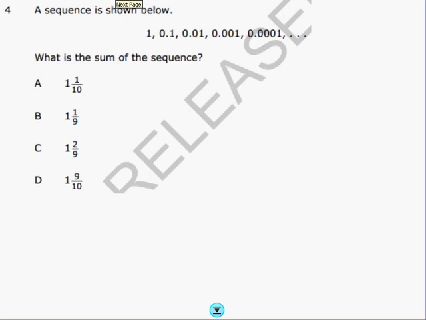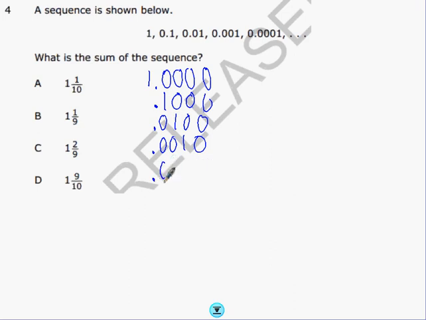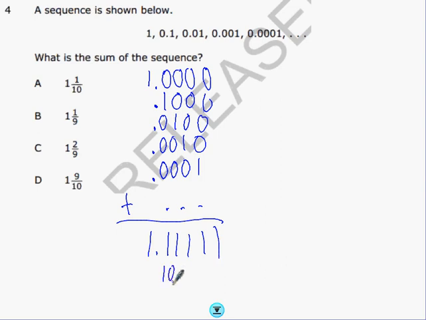A sequence is shown below. What is the sum of the sequence? Okay, there's a couple ways to do this. One is to just add this stuff up. If you put this in a nice column, I've got 1, and the next number I'm adding is 0.1, then 0.01, then 0.001, and the next number is 0.0001, and so on and so forth. What you can see is that your number is going to be 1.11111. That's very clear to see. The calculator is going to tell you that this is about 10 ninths, which is 1 1/9.